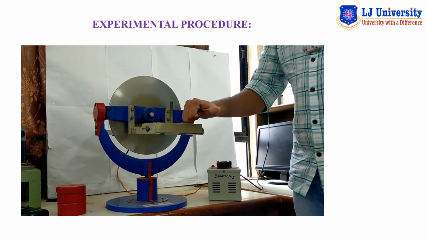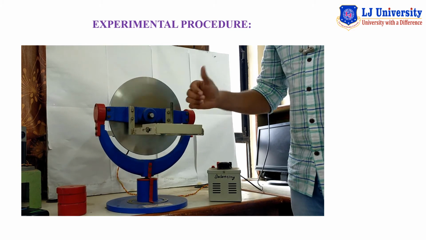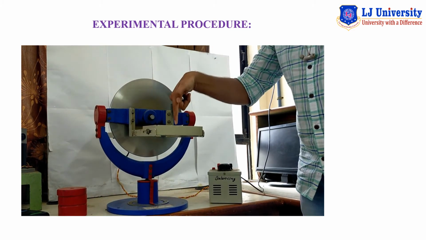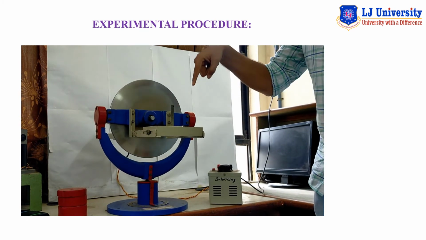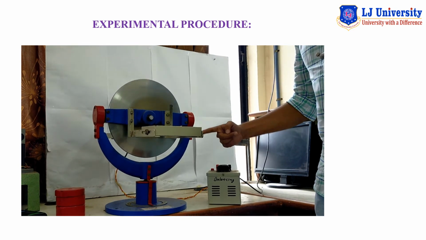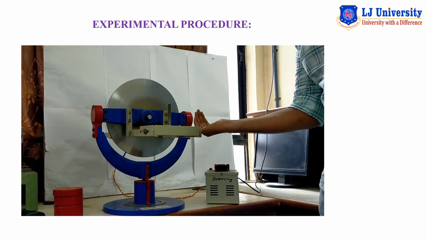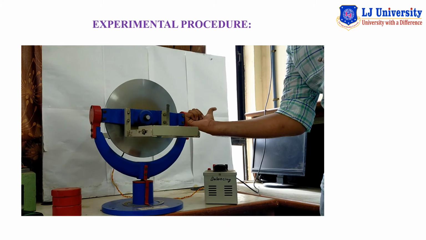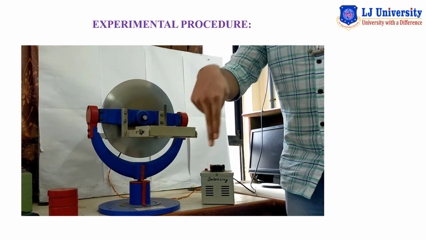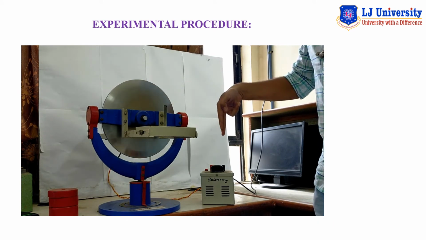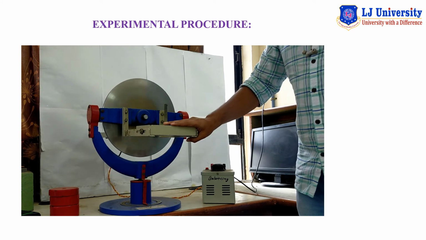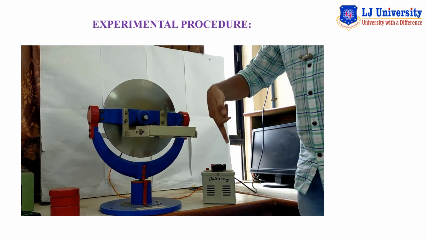So first, we have to find the direction of momentum of the rotating disc using the right hand thumb rule. The fingers indicate the rotation of the disc, and the thumb indicates the direction of momentum. So the momentum of the disc is in the forward direction, and once we apply load in the downward direction, the second force occurs in the horizontal direction. So we have two forces, one in the forward direction and one in the horizontal direction.